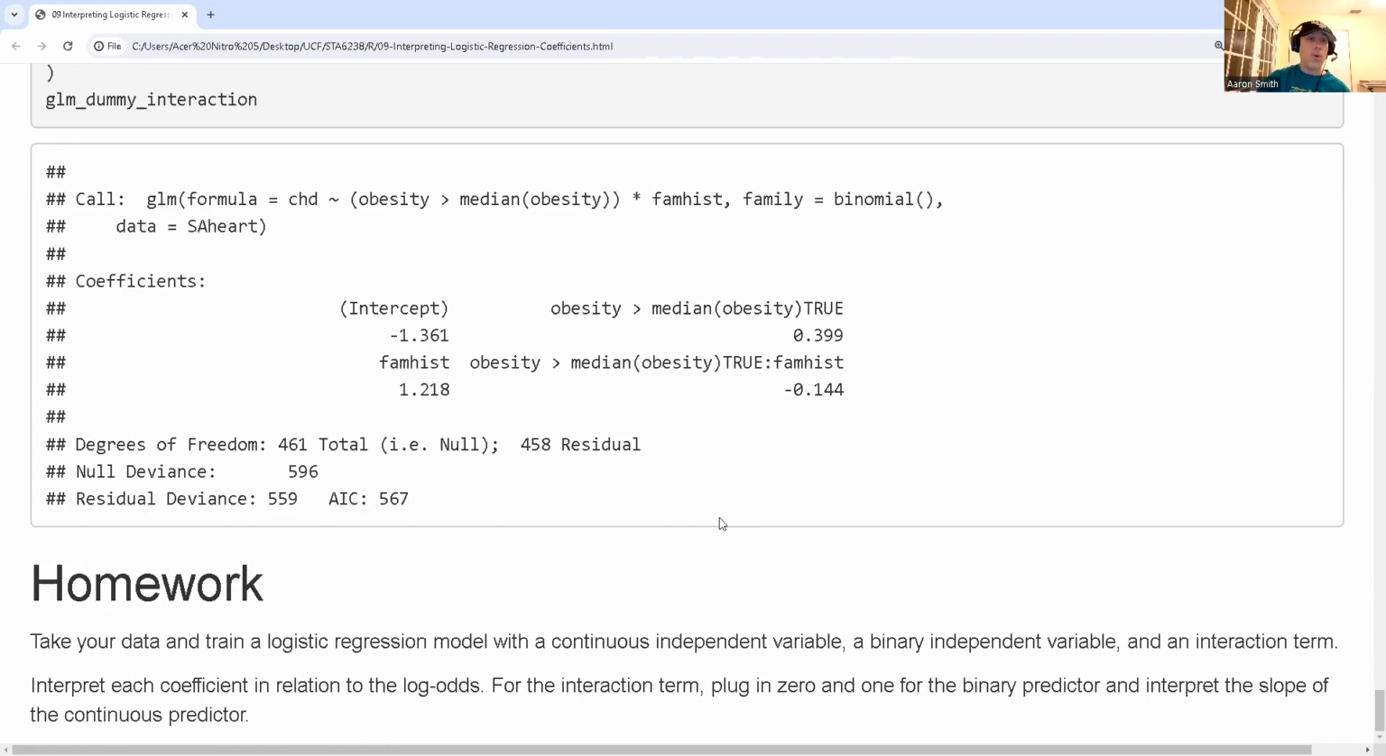All right, so for your homework, take your data, train a logistic regression model with a continuous independent variable and a binary independent variable and an interaction term, and just go through and do the exact same calculations I did, and just check to make sure that what you're seeing in the left-hand side of that equation is the same as the right.